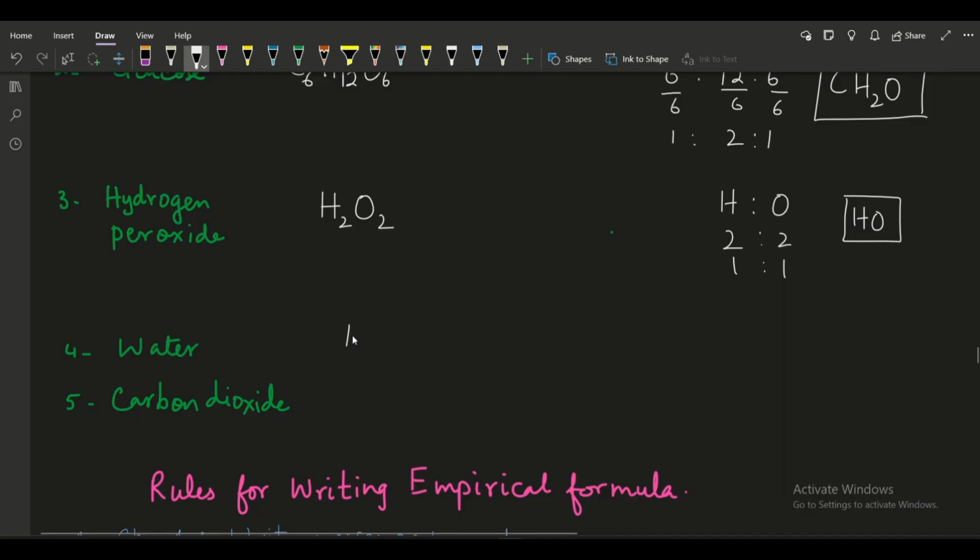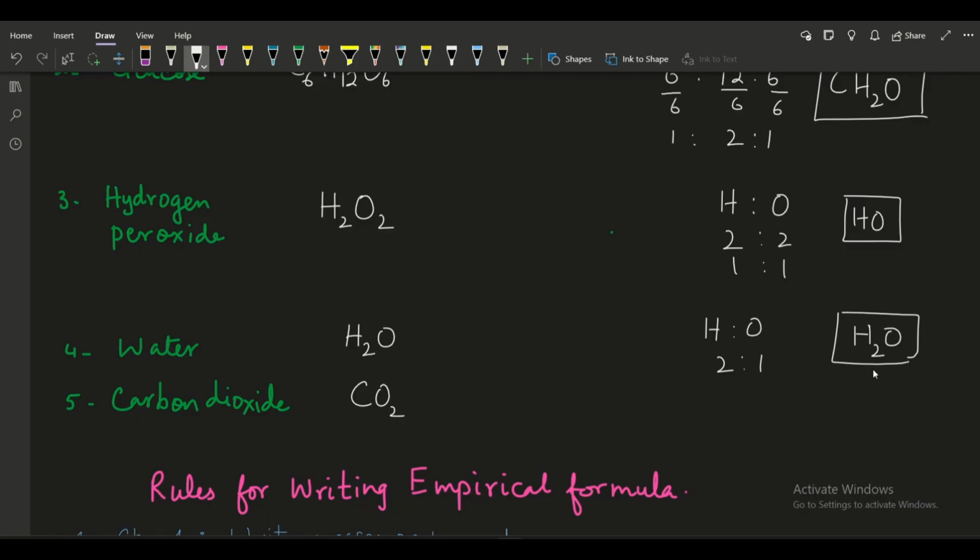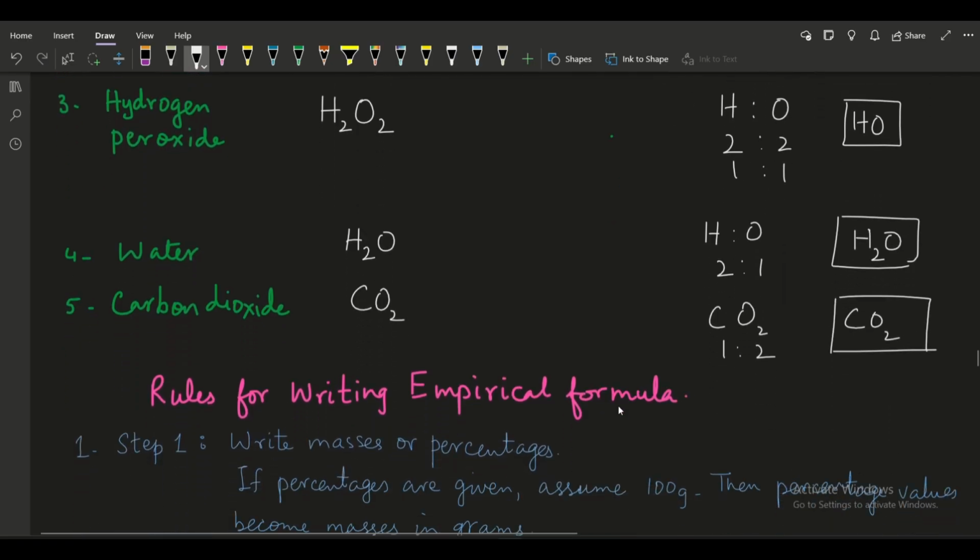Now if you take water or you take carbon dioxide, over here the ratio between hydrogen and oxygen is 2:1. So further you cannot simplify it. So that means water has the same empirical as well as molecular formula. Same goes for carbon dioxide, because in carbon dioxide again the ratio is 1:2, which you cannot further simplify. So water and carbon dioxide, they both have same empirical as well as molecular formula.